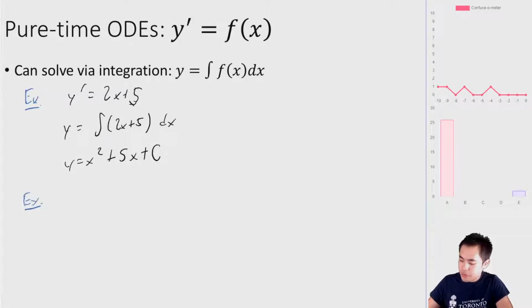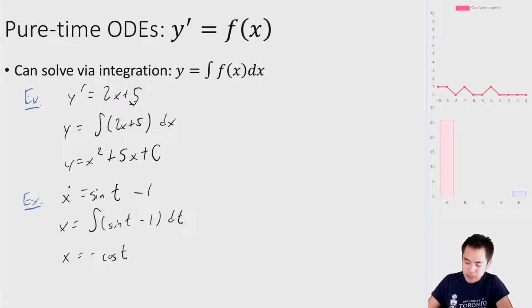Let's see, we have another example, which is, let's say we had x dot is equal to sine t minus 1. So then x is equal to the integral of sine t minus 1 dt. And so x is equal to minus cosine t minus t plus c. And note that these here are both general solutions because we have these constants, and so they're actually an entire family of solutions.